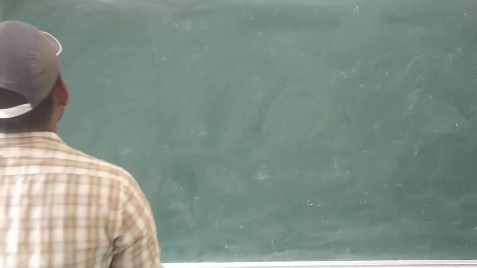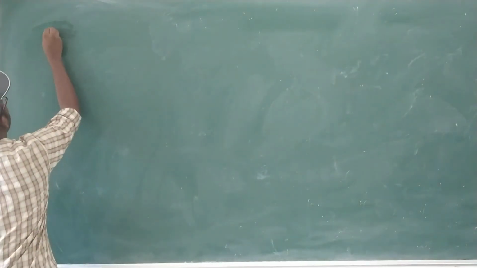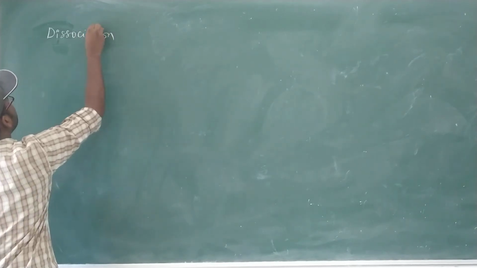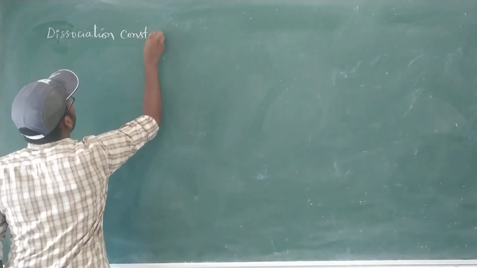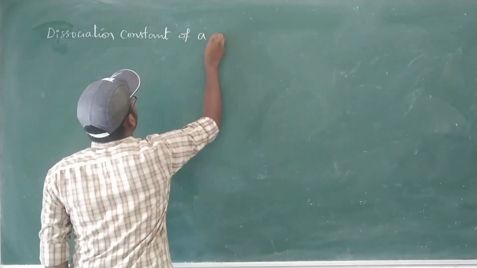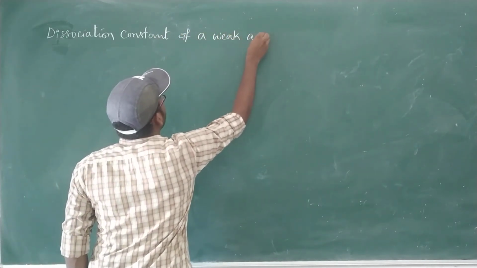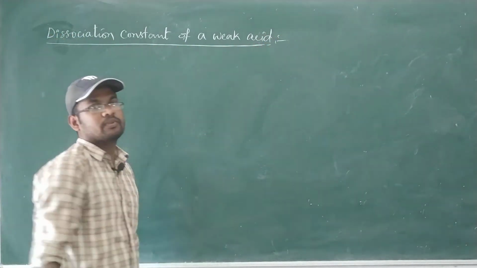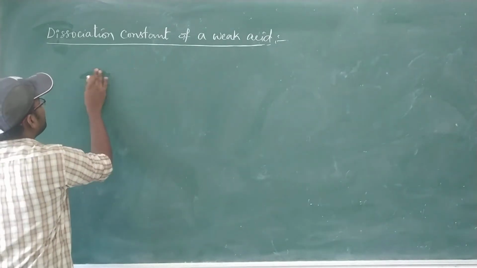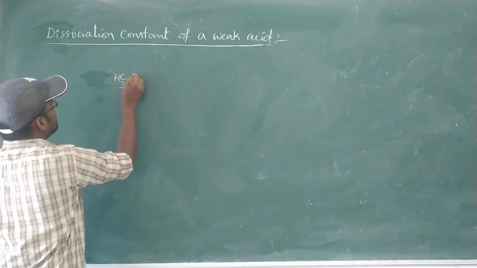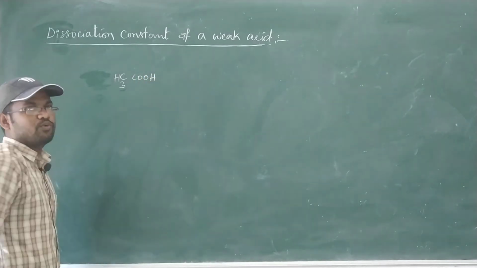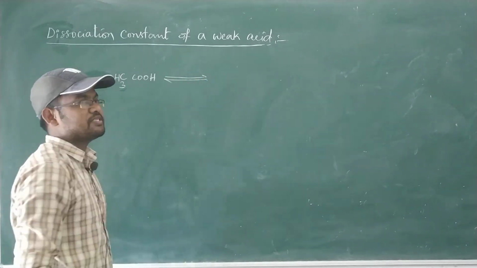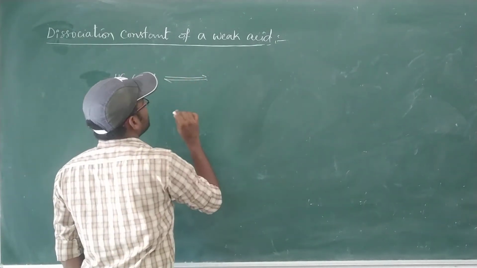Now let's see the final topic, dissociation constant of a weak acid. Dissociation constant is nothing but ionization constant. Simply, let me consider a weak acid, that is acetic acid, CH3COOH, and dissociation is nothing but ionization. That's why let me represent it with this type of arrow.